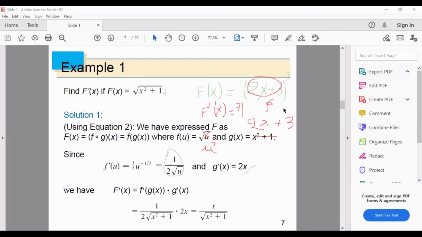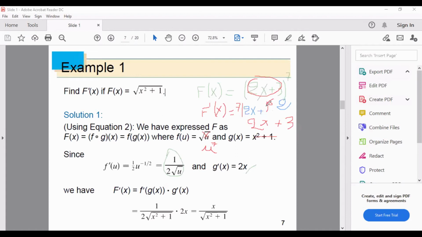However, I have to multiply by the derivative of the function inside. The function inside is 2x plus 3. That's why its derivative is 2. Its derivative is 2. What about what you need in order to complete your action? We have just to put inside 2x plus 3.